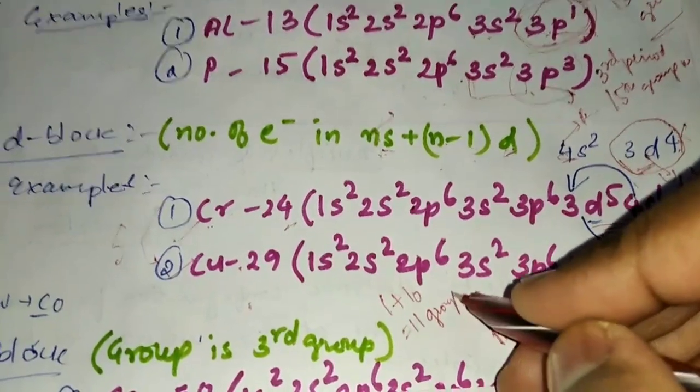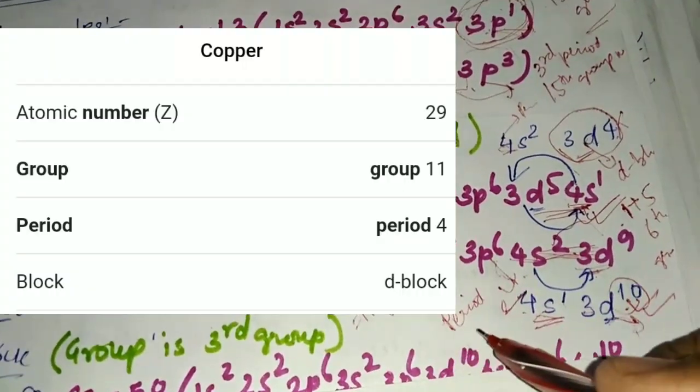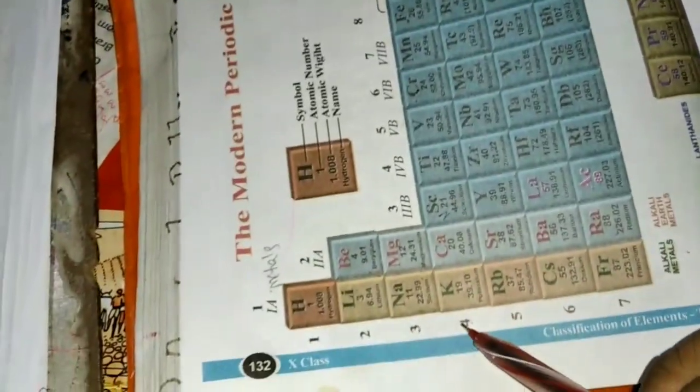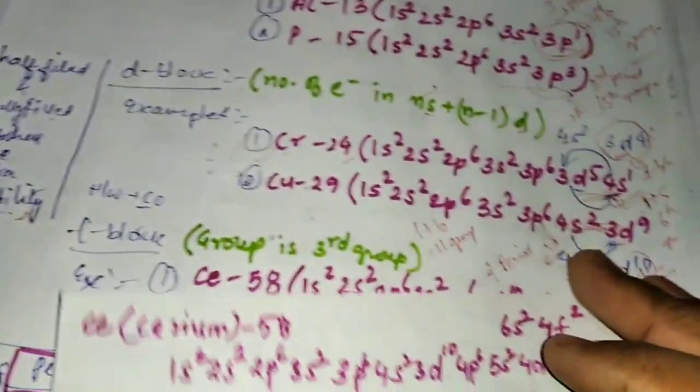So you can check it out. Copper belongs to the 11th group and 4th period. So check it out for copper here, all of you. Yes, so copper belongs to the 11th group and it belongs to the 4th period. So I hope you all are understanding here.